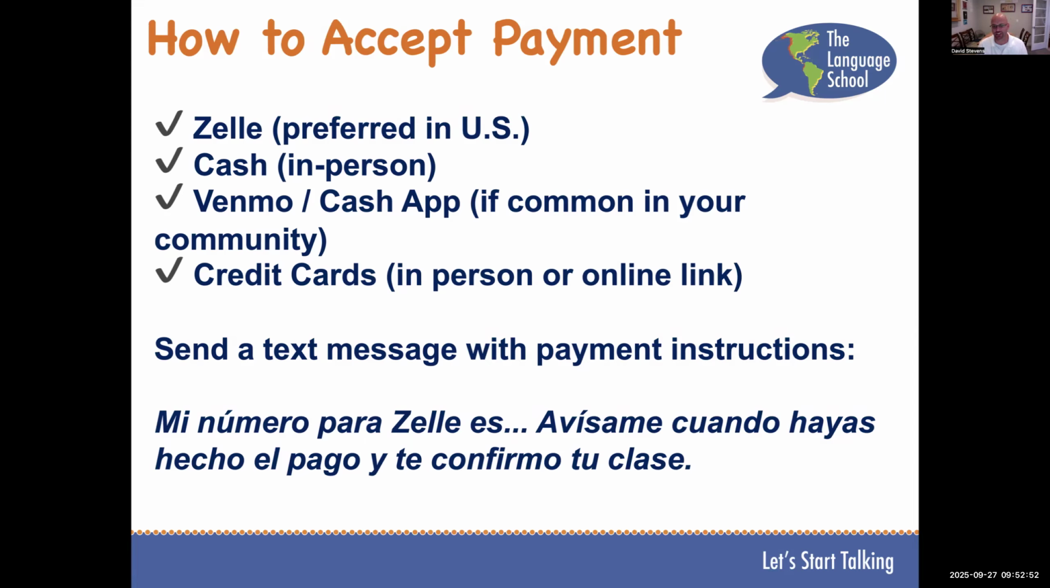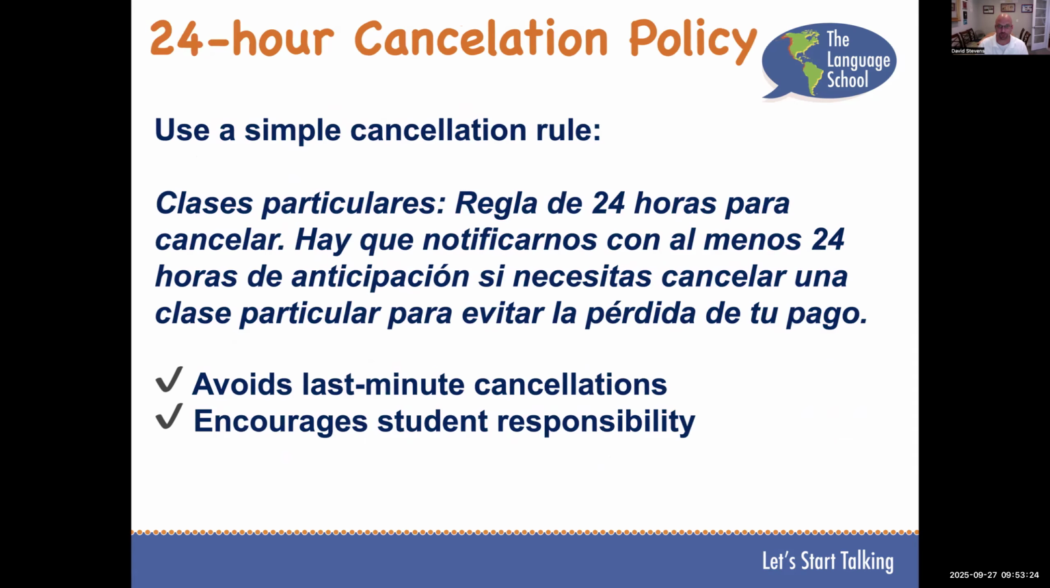But like I said, I usually just send request payments via Zelle, and that typically works with either a phone number or an email address. So I just send them a text message following up saying something like "Mi número para Zelle es," and I give them the phone number I have associated with it. And then I say, "avísame cuando hayas hecho el pago y te confirmo tu clase." Zelle actually notifies you, but it's just always good for them to confirm with you. And then you confirm the class schedule and you get started with them.